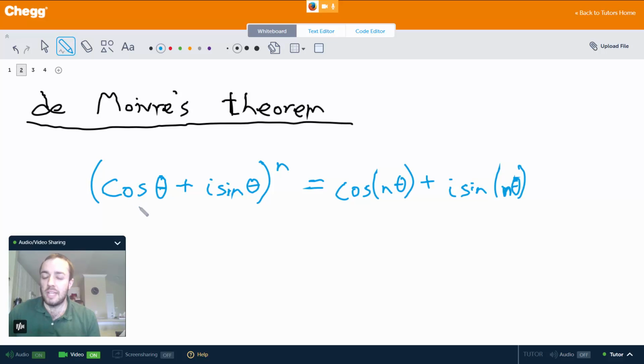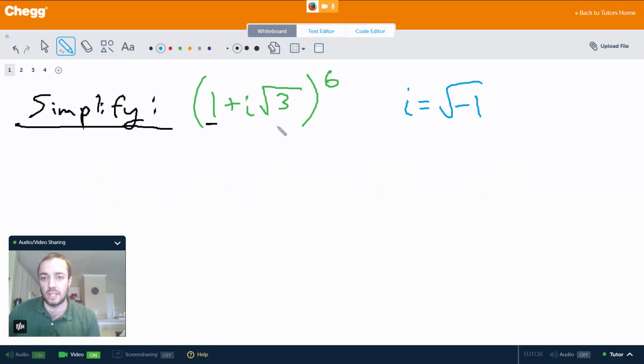So we see that we have to have something in the form cosine theta plus i sine theta being raised to the nth power here. And you might look at this and say, oh, here's our cosine theta, here's our sine theta, and then here's our n. Now, we can't quite do it like that. We have to be very careful. What we have to do first is convert this into something that we can express in terms of cosine and sine, and we can't just do that right away.